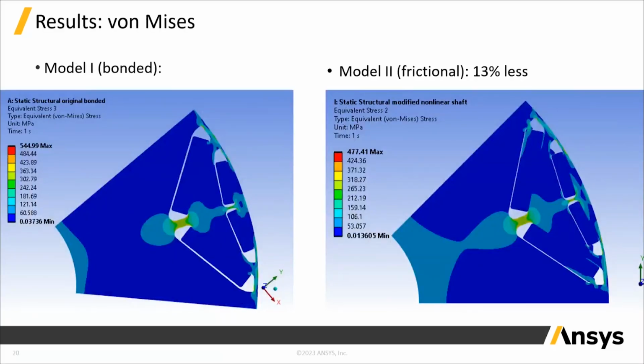So here are the results from the nonlinear model with friction contact between the magnet and the rotor lamination. And here is the original model using linear bonded contact for the magnets. We can see the stress in the nonlinear contact model is 13% less compared to the linear bonded model, which makes sense because the bonded contact typically tends to be too stiff and lead to higher stress concentration along the bridge area.